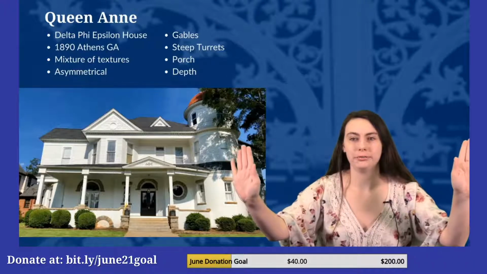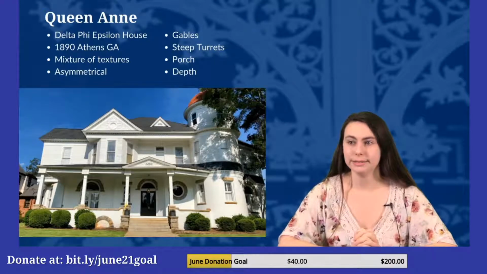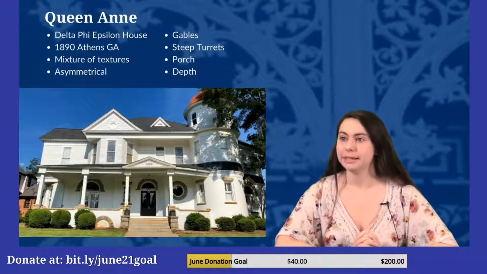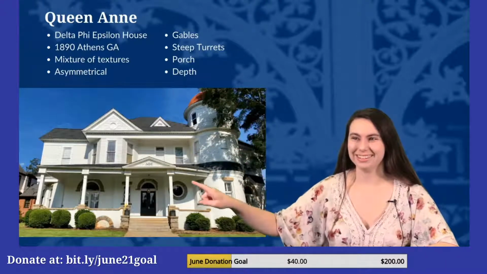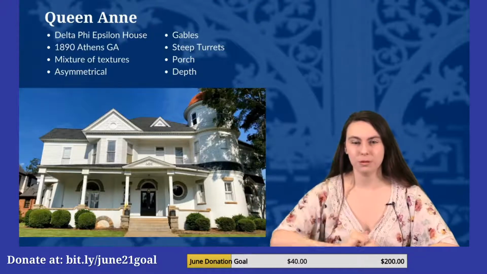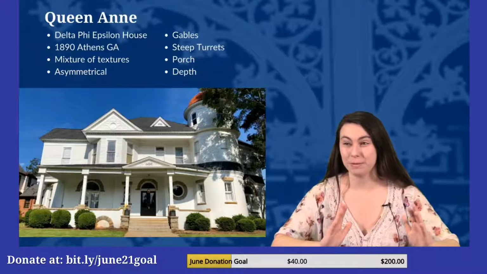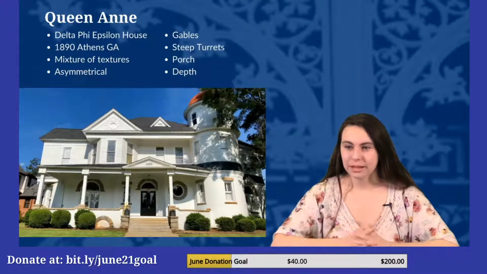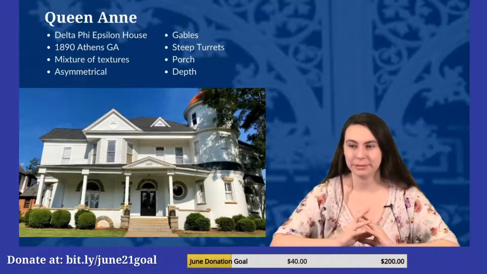It's not one straight front. It's very much playing with depth. It has two gables and one pediment. It has this lovely steep turret, which is very fun. It usually has an asymmetrical porch, which means the porch only goes about half of the building. And it has a lot of different fun elements, different shapes that it likes to play with.